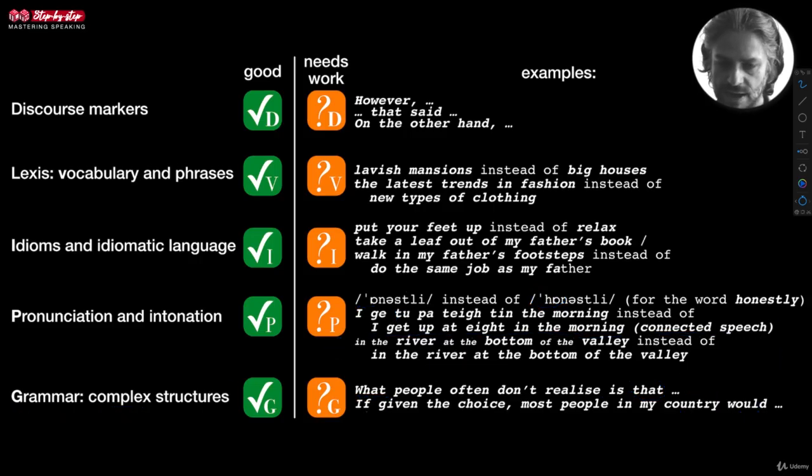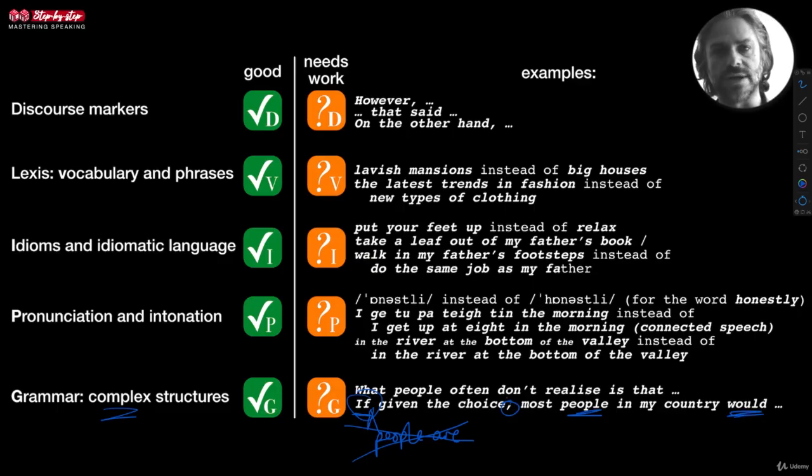Look at this one here. This is a conditional. So using if with a comma. So if given the choice, if people are given the choice, and because it's a complex structure, I can take away because we've got people here already. So if given the choice, most people in my country would. Okay, and I'm using a conditional here, so it shows off my complex high-level English.